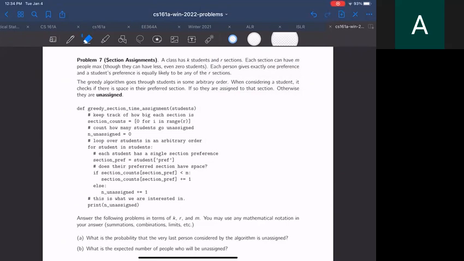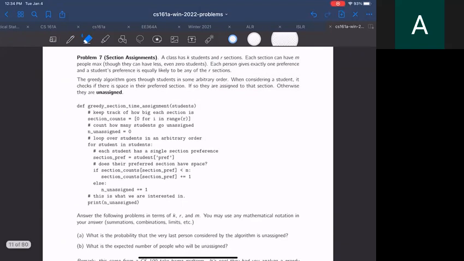A class has K students and R sections. Each section can have M students max. They can have less, even 0. Each person gives exactly one preference, and the student's preference is equally likely to be any of the R sections. The greedy algorithm then goes through the students in some arbitrary order. When you consider a student, you check if there is space in their preferred section. If so, you assign them to this section. Otherwise, they're unassigned.